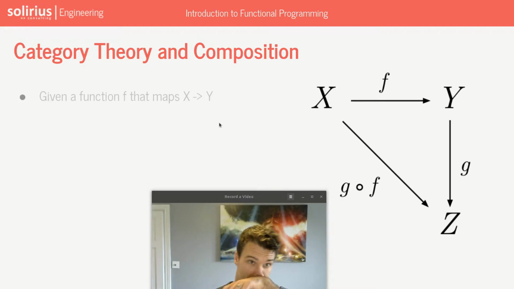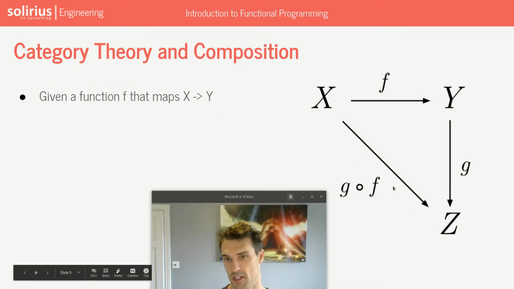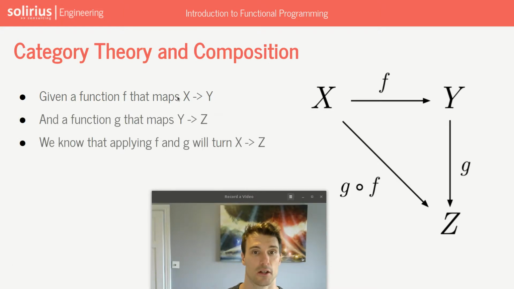Category theory essentially says that if I have a function f, and that function maps x to y, so it takes in x, returns y, and I have a function g that takes y and returns z, then I can actually combine these functions, g and f, to map directly from x to z. And that's a pretty simple concept, but we can do some cool things with that, and one of those things is functional composition.